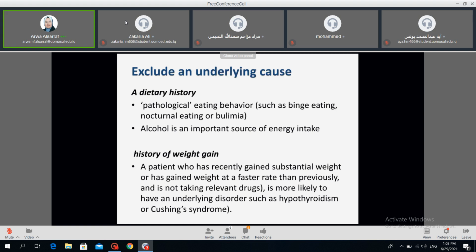Also, we need to ask about the history of the weight gain itself. Is it recently gained weight, or is it accumulated slowly over years? And if it is fast, then we need to know if there is an underlying pathological problem leading to this acute change in their body weight. And also we need to ask if the patient is taking any drugs. As we discussed previously, some drugs may cause obesity, like antidepressants or beta blockers or other treatments for diabetes. And as we say, also to search for any underlying cause leading them to gain body weight rapidly, especially hypothyroidism and Cushing syndrome.